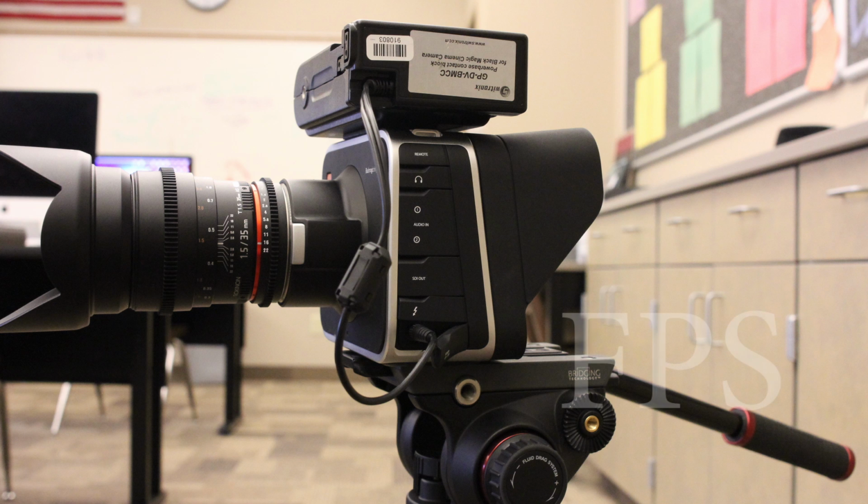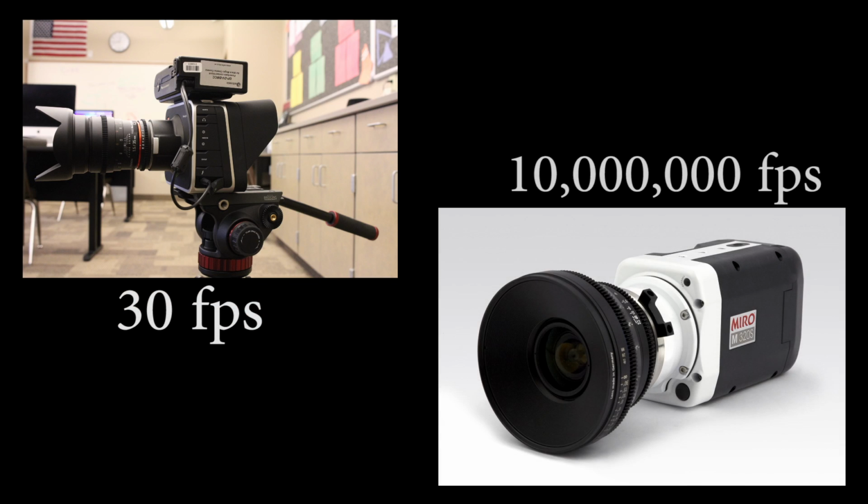With the video camera, this happens many times per second. Frame rate is also known as the frames per second, where a frame represents a picture taken. Most video cameras take 30 frames per second, but some cameras can do more than that, such as high-speed cameras, and these can take up to 10 million frames per second.